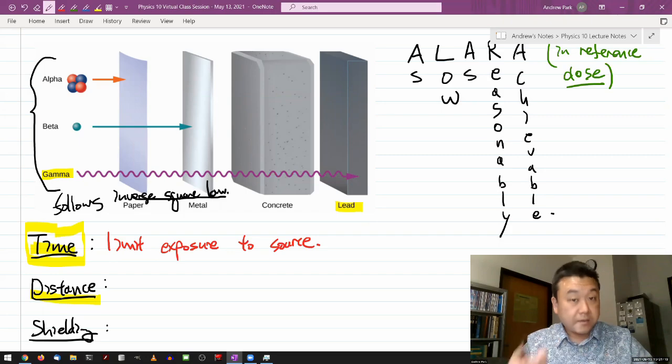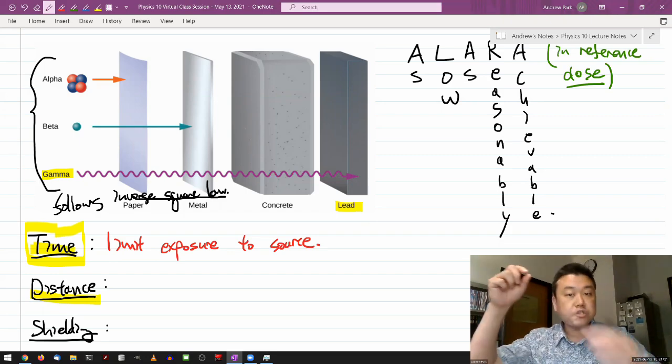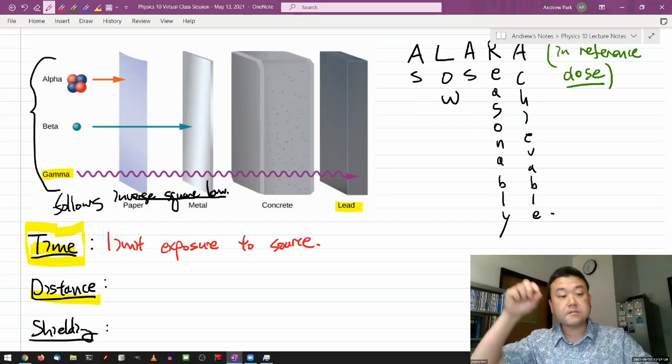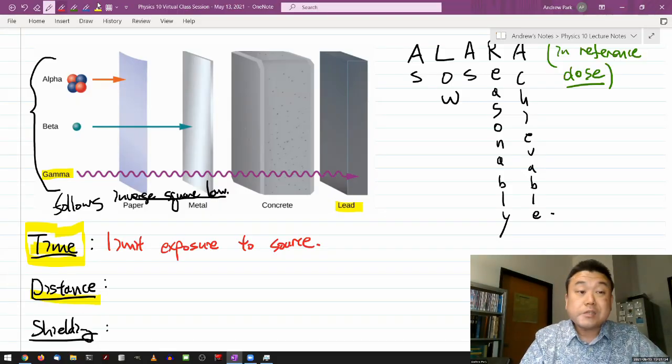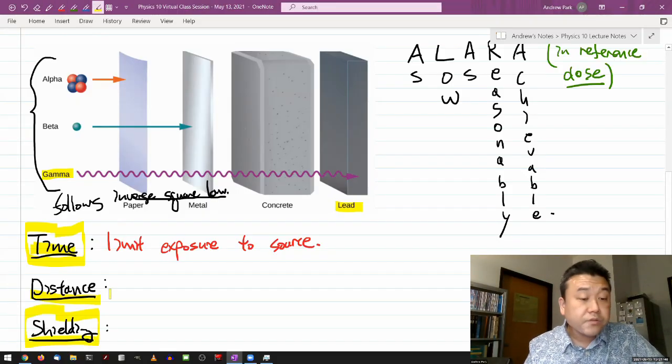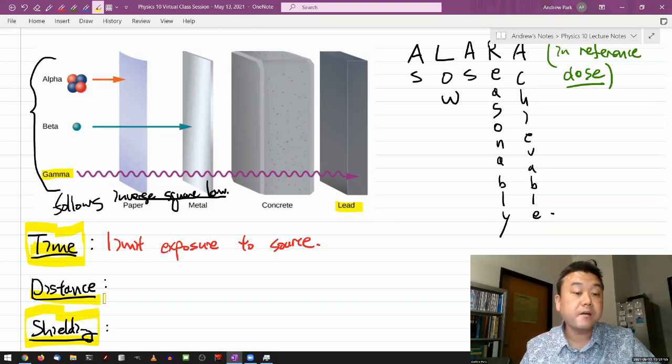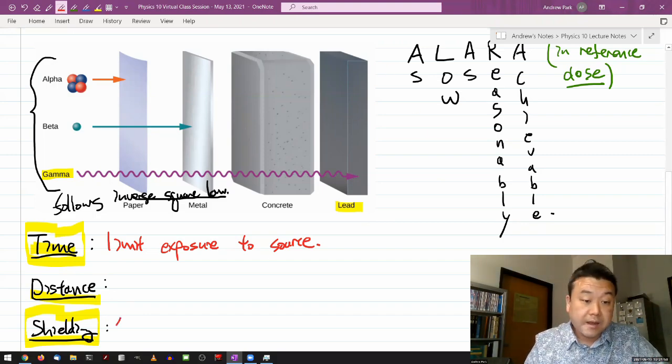Now, if you somehow need to handle it directly, then you use an instrument to not directly touch the source, but be at some distance so that you get as much distance as you can. And shielding is really the last and the final measure. It's something that's meant to come into play when it's not practical to limit time or distance to the extent you can. And shielding is also used in storage because that's where sometimes people can accidentally expose themselves to radiation without knowing that they are. So shielding is really the last measure.